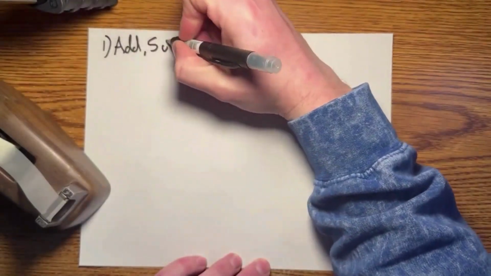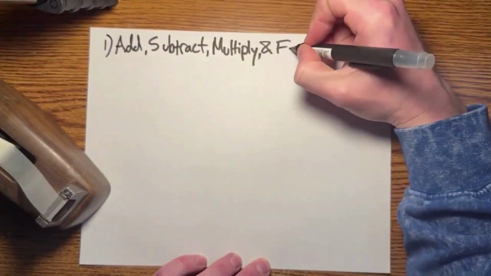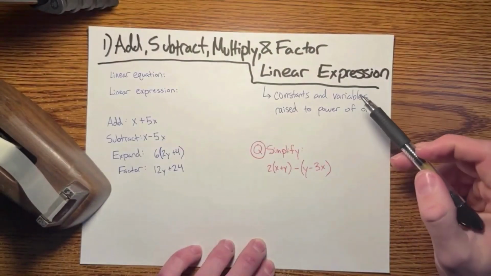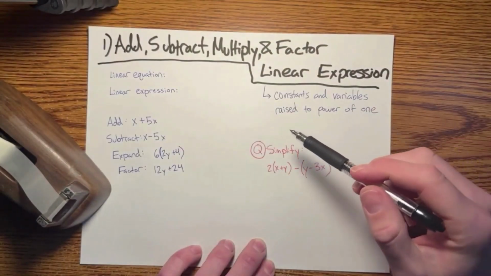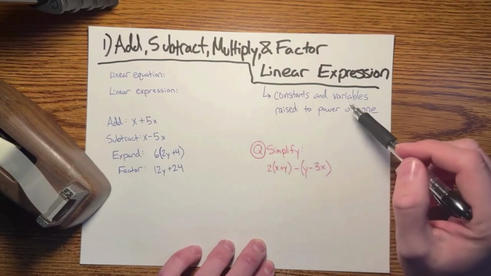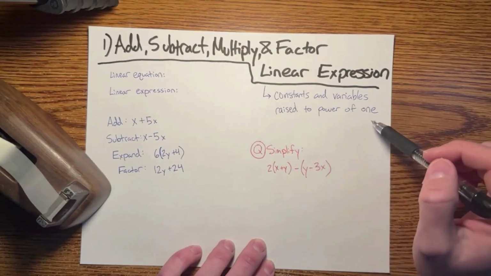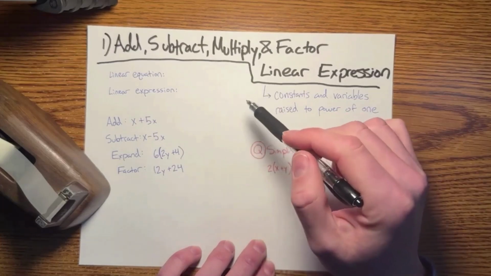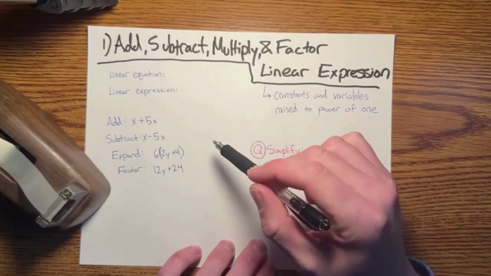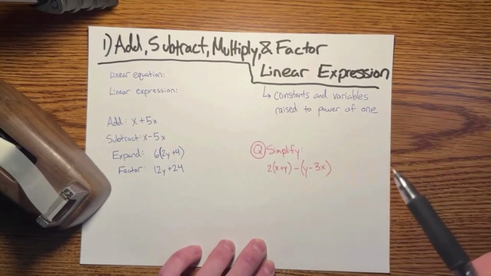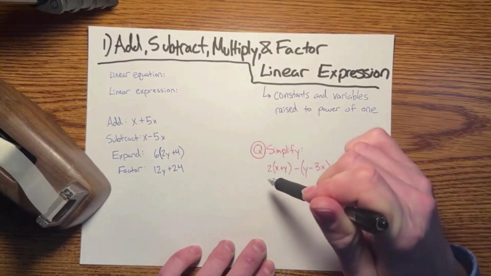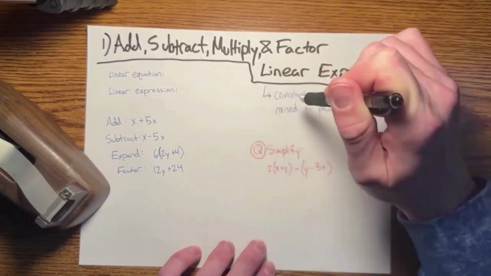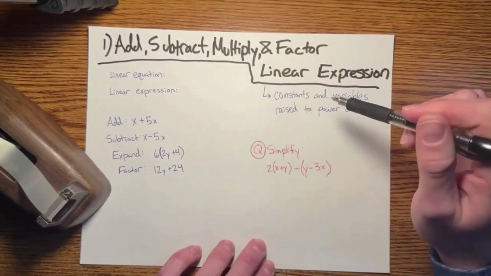Number 1. Add, subtract, multiply, and factor linear expressions. First off, a linear expression is any algebraic expression that has constants and variables raised to the power of 1, meaning that you're not going to have anything squared or to the power of 3, something like that. And when plotted, which we'll be talking about in the next topic video, it'll create a straight line as compared to something that has a U or curves, anything like that. It's a straight line when plotted.